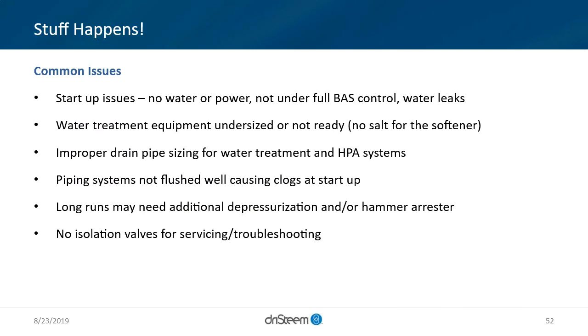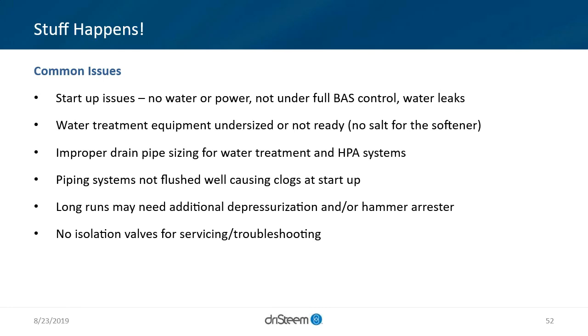So startup issues. When we handle these systems, there's typically a startup and commissioning aspect that our agents, whether they're our rep or DriSteem factory personnel, perform. When we get there, we want to start up with water and power. We want to make sure that the building automation system is set up and ready for us. Improper drain sizing. I'll skip over the salt for the softener because that's not really applicable to the engineering community, but improper drain sizing for water treatment and HPA. We need to not have that back pressure so we don't cause undue stress to our systems.